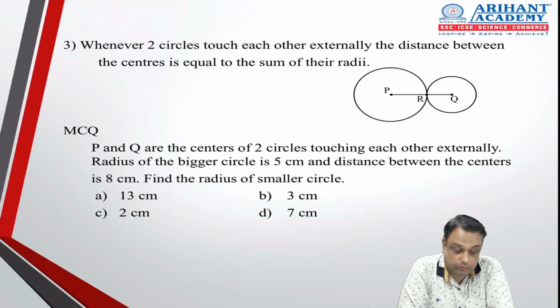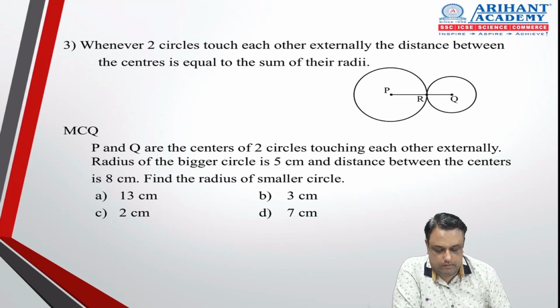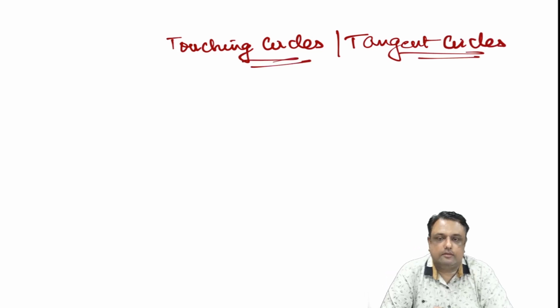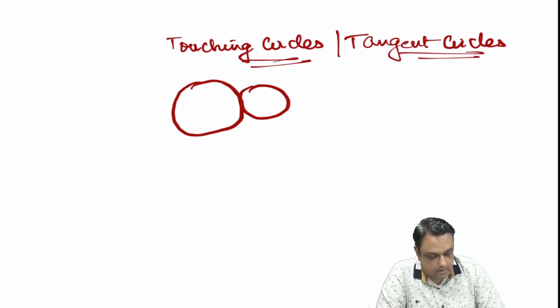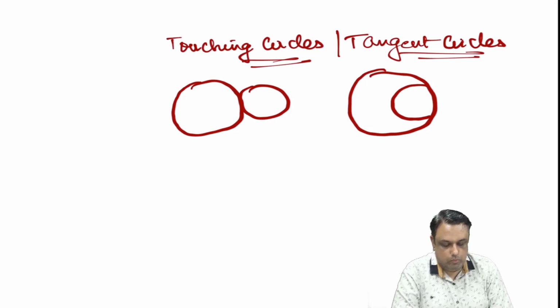Third question. Now the third point. Before we start with the third concept, I would like to introduce one concept over here, something which is known as touching circles, or also called tangent circles. Always remember, whenever two circles touch each other externally, or whenever two circles touch each other internally.